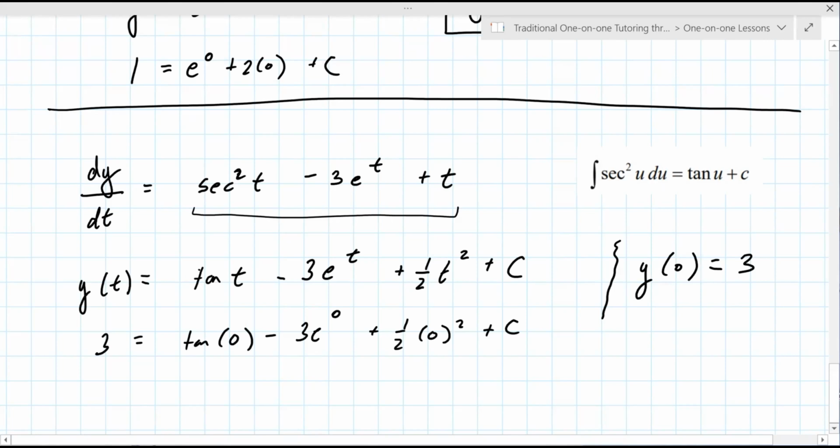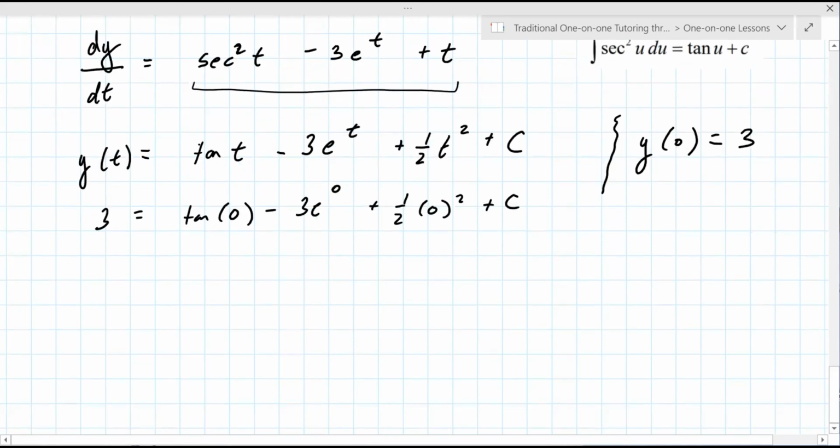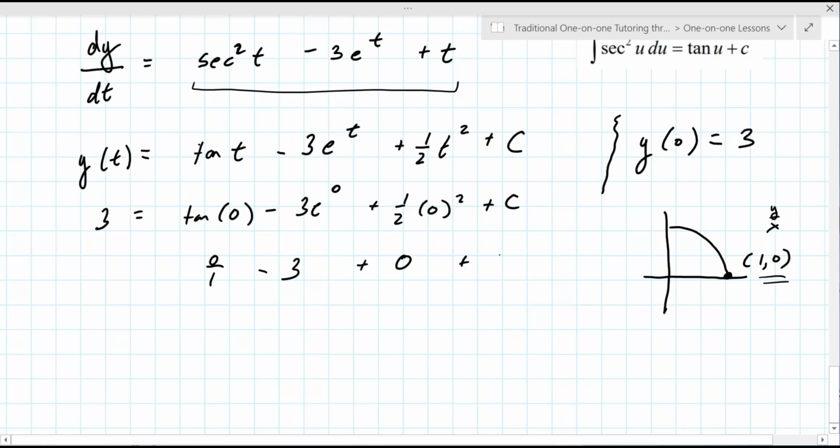So tangent of 0 is sine over cosine. No, so tangent is y over x. So this is 0 over 1 from the unit circle. So 0. Minus 3 times e to the 0. Is that just 1? Yes. Plus 1/2 of 0, so nothing, plus c.